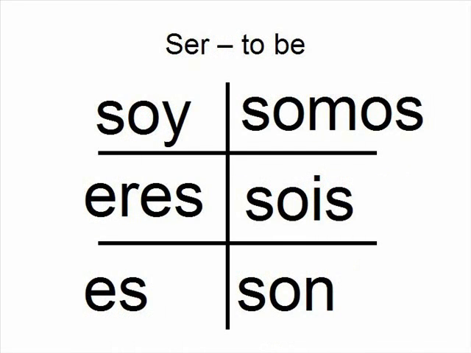Alright, this is the verb ser. Now, ser means to be. Alright? And these are what you call the conjugations of ser. Conjugated verb means you simply change it to match the subject. See the chart? Recognize the pattern? It's the same spot as before. So, the verb soy goes with yo, which goes with I.